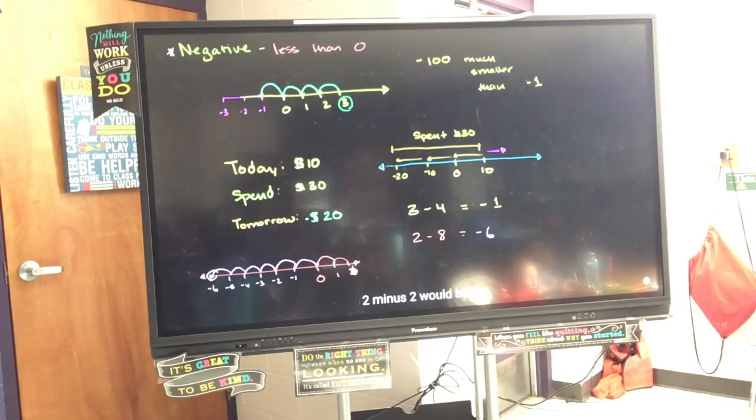2 minus 2 would be 0. When you're subtracting 8, you're subtracting another 6. So we go to negative 6. We go 6 below 0.